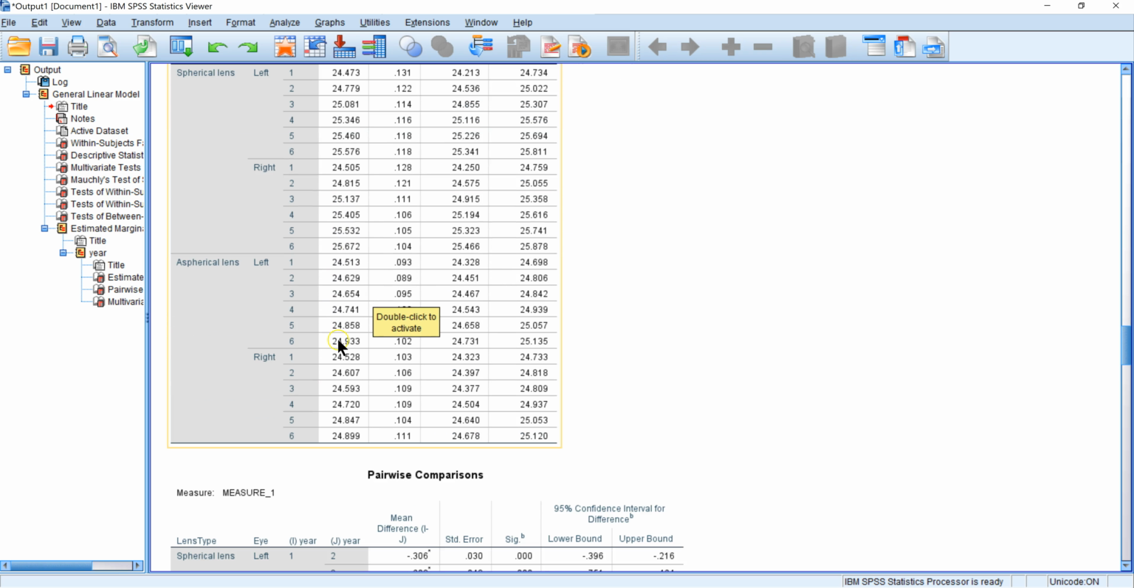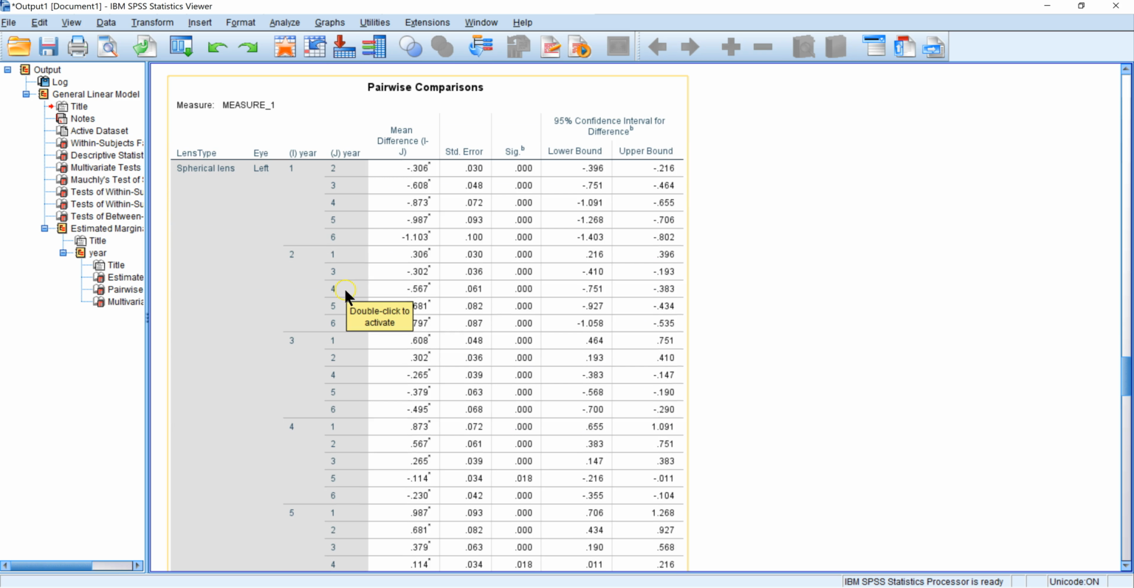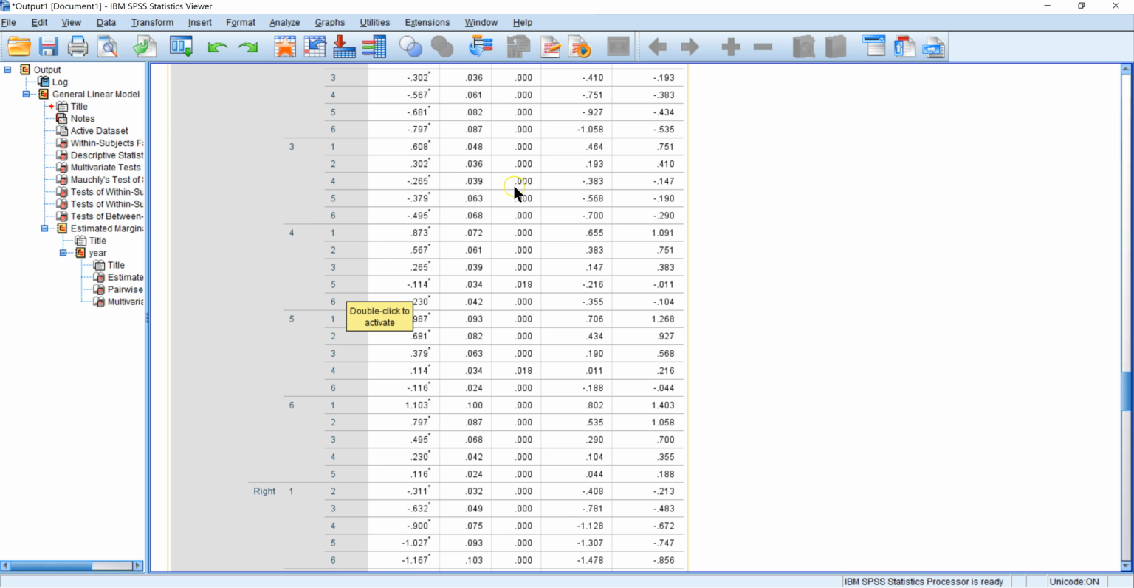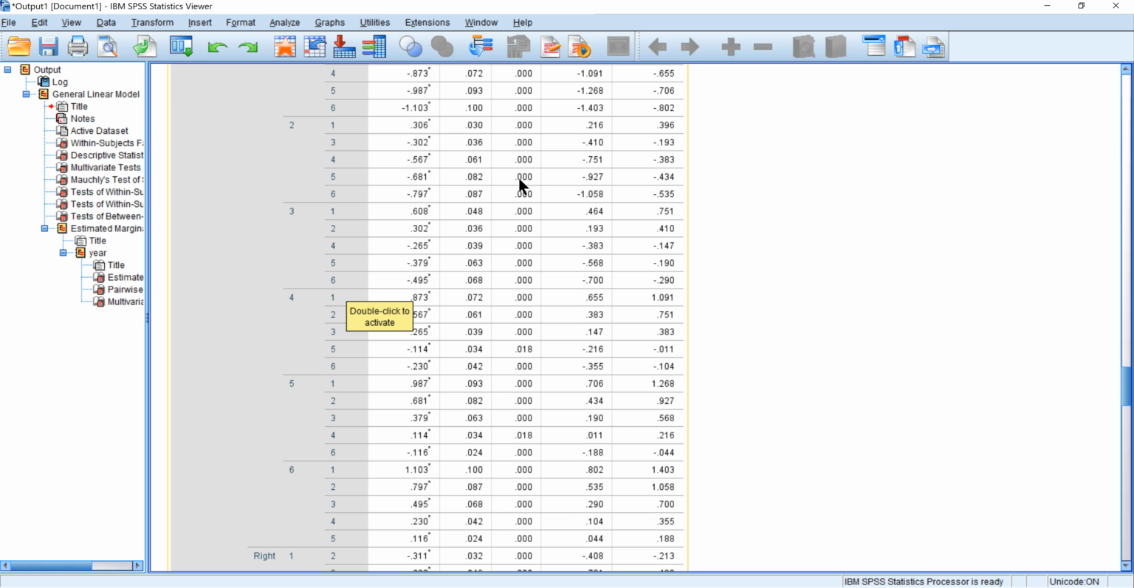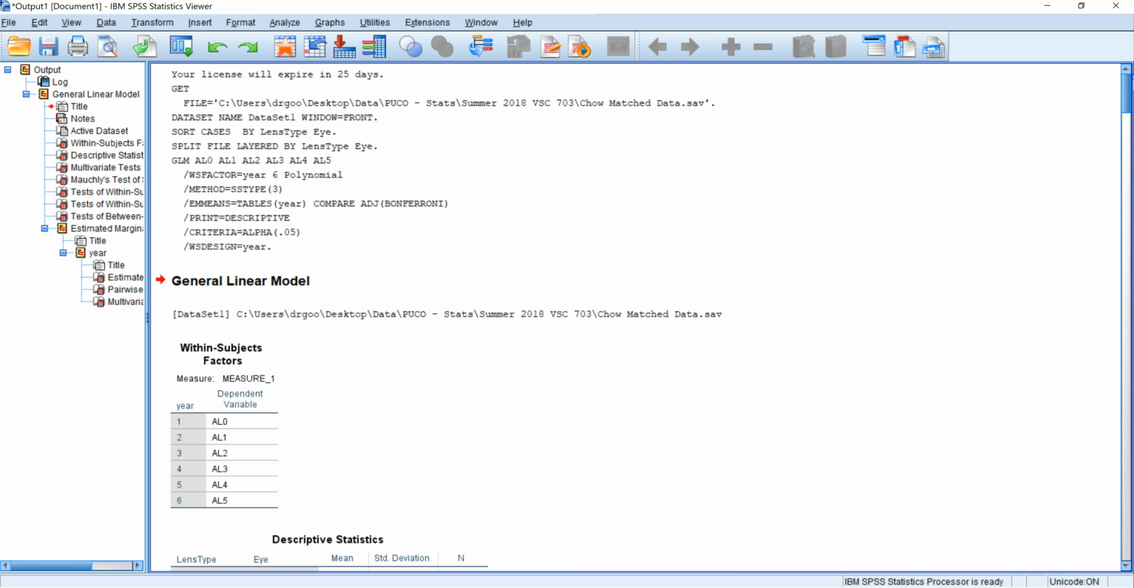Then we have the estimates. Those were the means we took to plot that graph, and we have the pairwise comparisons. And it's a Bonferroni correction, so all these p-values are considering that. And it takes into account the difference year 1, which is really baseline, with 2, which is the first year. And we go down here. Remember, rather than 0 through 5, it's labeled 1 through 6, and SPSS tells you what those labels are up here. 1 is 0, 2 is AL1, 3, and so forth.